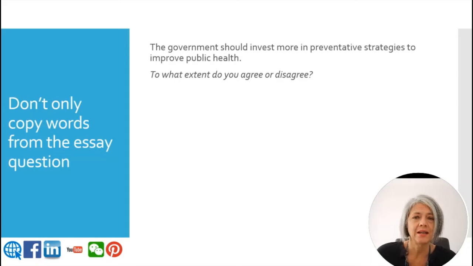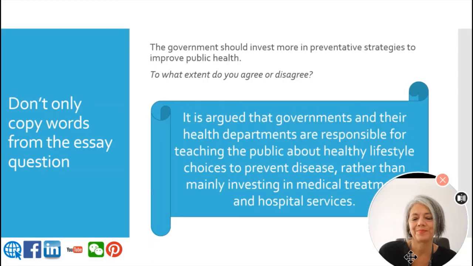Here is the essay question again. Let me show you one example. Notice it is argued. Argue instead of agree or disagree. Now, governments is the same word because that one is hard to paraphrase. We've got health departments, which is part of the government. Are responsible for. Can you see? Are responsible for matches the word should. Teaching the public about healthy lifestyle choices. Improve public health and preventative strategies. And notice preventative is changed to prevent. So there are some examples just to show you quickly what we mean by paraphrasing.